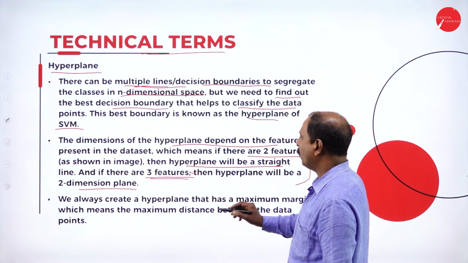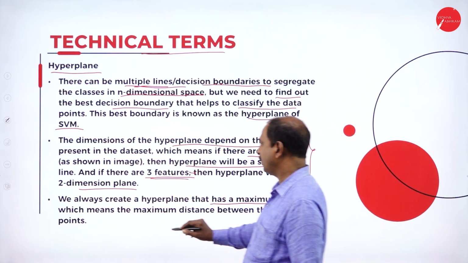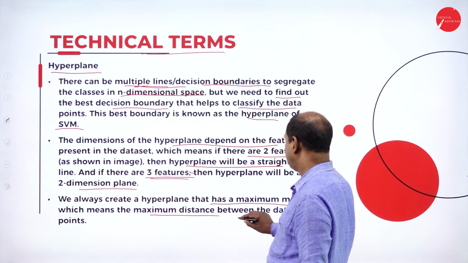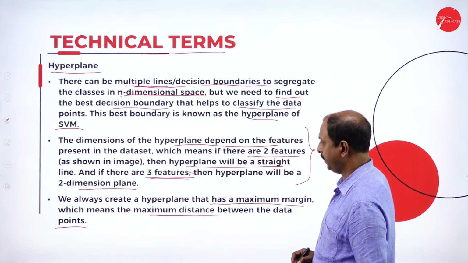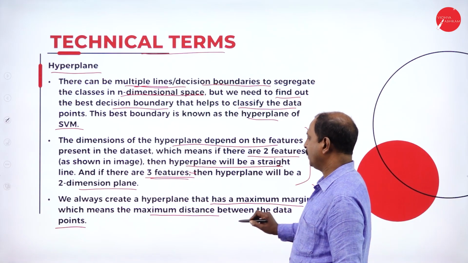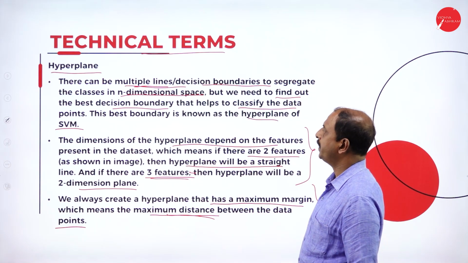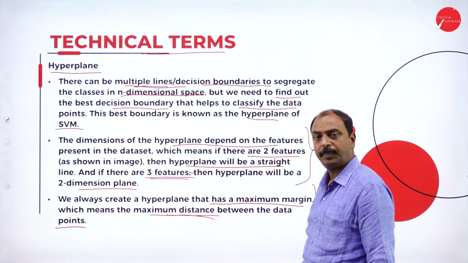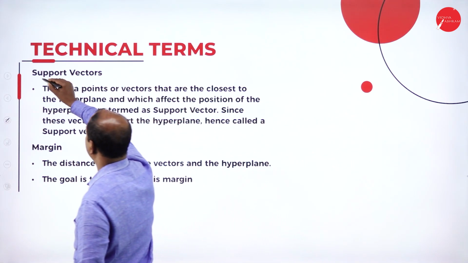Next, we always create a hyperplane that has maximum margin, which means the maximum distance between the data points of two different classes. So we have one more term, the margin. What is the margin here? It has to be a maximum margin. Then only is it possible to get the best hyperplane. Now in the next slide, we will see what support vectors are.